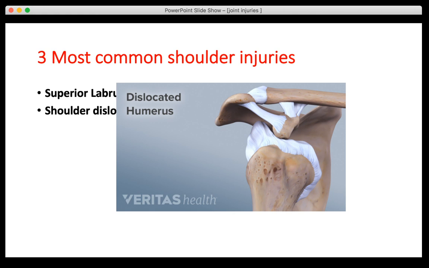So your humerus gets dislocated due to this kind of injury, and it is very forcefully done. Most of the time this is due to contact injuries when an opponent hits you, or sometimes you get a very bad fall in a game, which has a lot of impact on your shoulder. That will lead to this kind of dislocation.